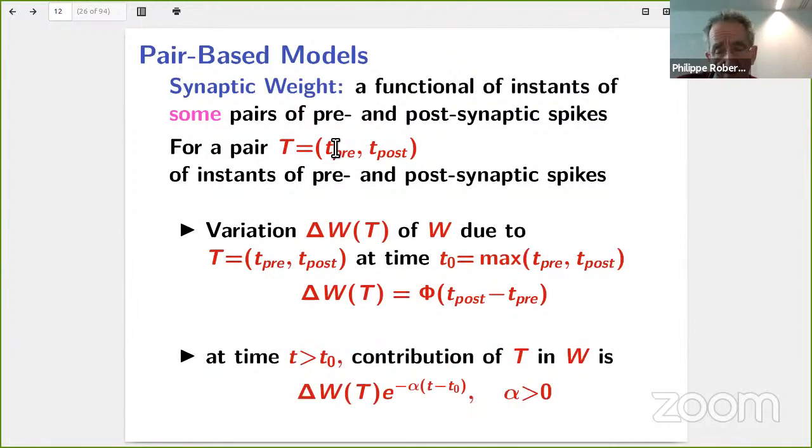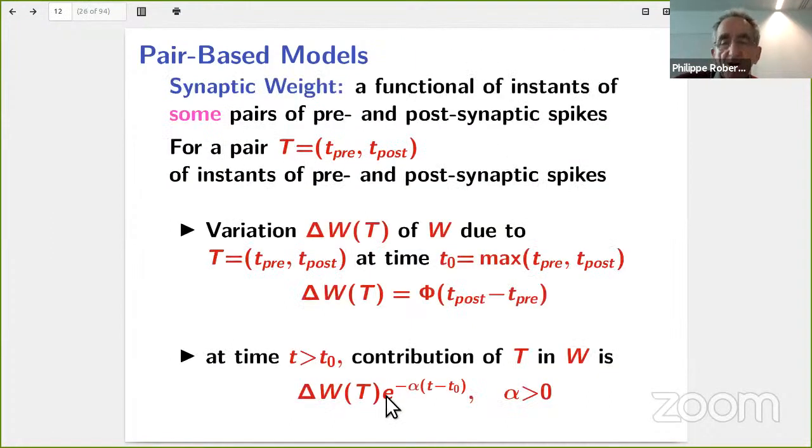And of course, the additional assumption is that after some time, a given pair has less and less influence. So we have a leaking term, which is an exponentially decreasing term, which modulates the increment of a given pair. So as time goes by, the influence of this pair is vanishing in the model. So this is the main assumption for this pair-based model.